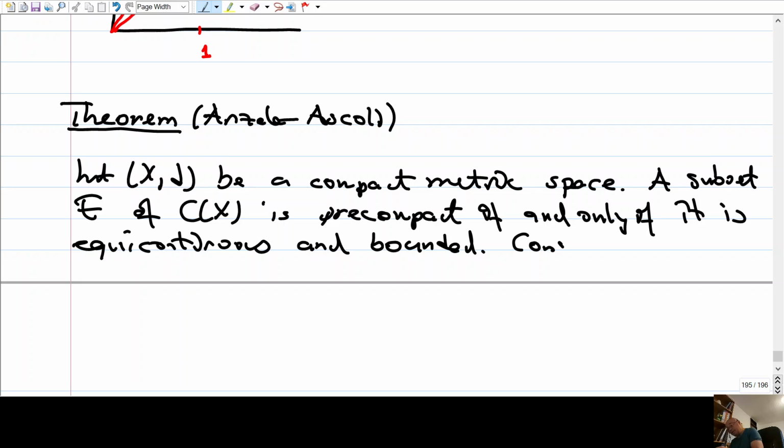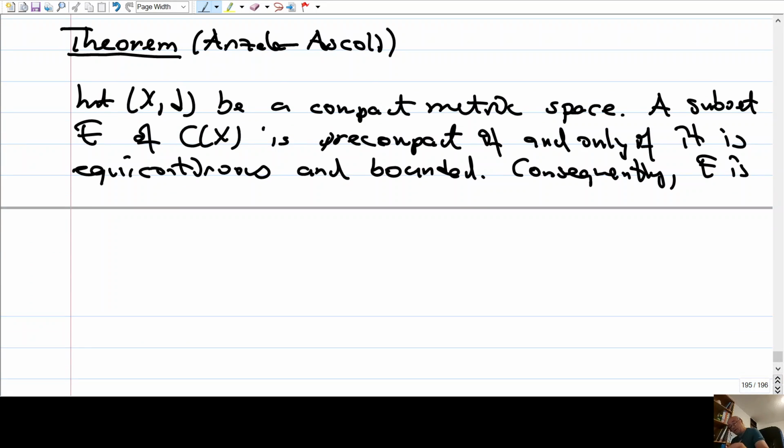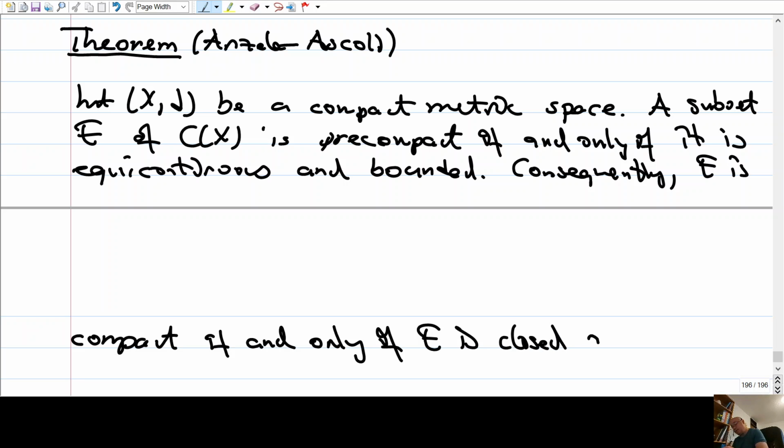Of course, consequently, we have this. This set is compact. Compact means complete and pre-compact. Since this space is already complete, its complete subsets are just closed subsets. So if E is closed, then it will be complete. And if it is equicontinuous and bounded, then it will also be pre-compact. And the pre-compact set, which is also complete, is compact. So it's compact if and only if it is closed, bounded and equicontinuous.